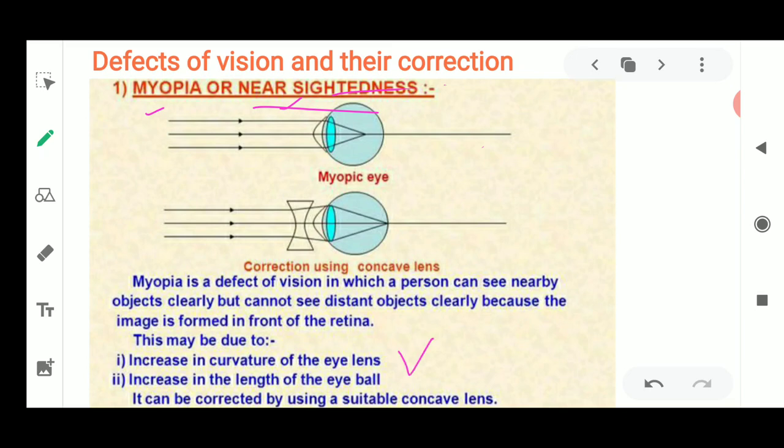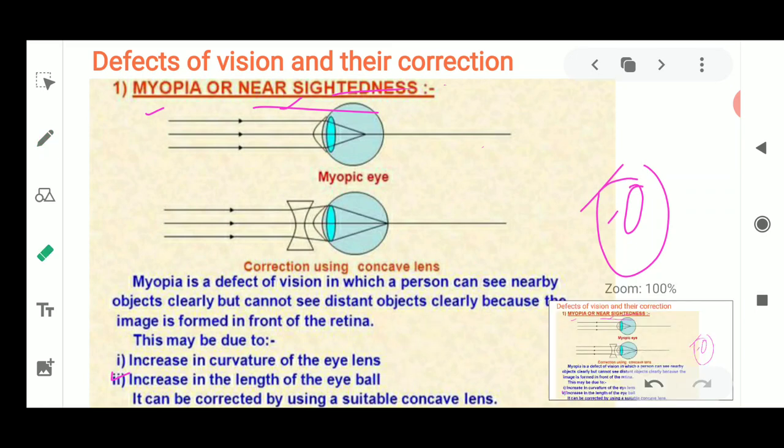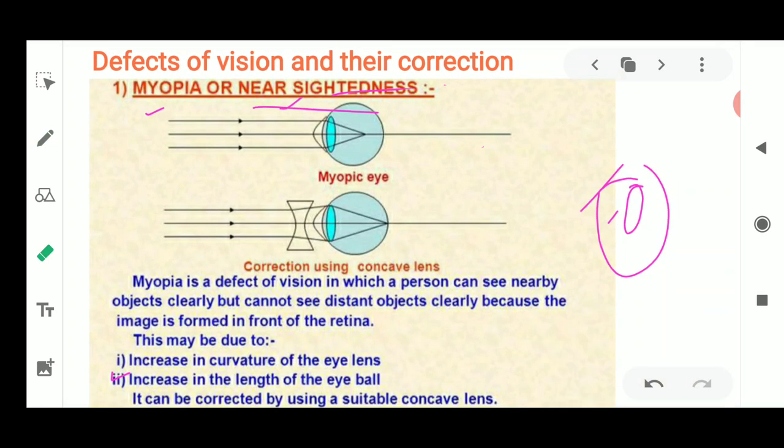Either this could be the reason, or the next reason could be an increase in the length of your eyeball. So in both cases, either the eyeball length is increased, or the curvature of your eye lens increases. In both cases, the image is formed in front of the retina, and the person is not able to see the things clearly.